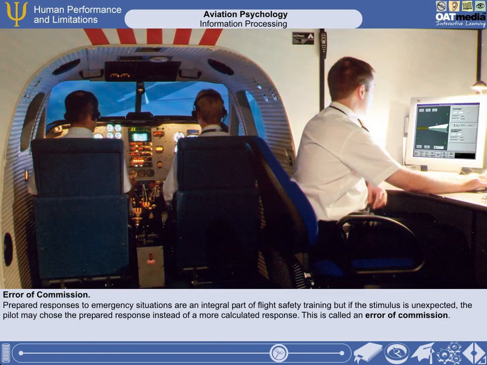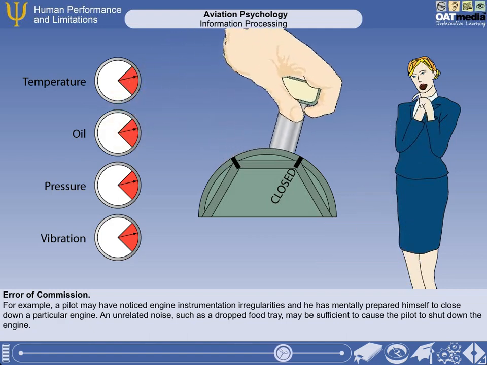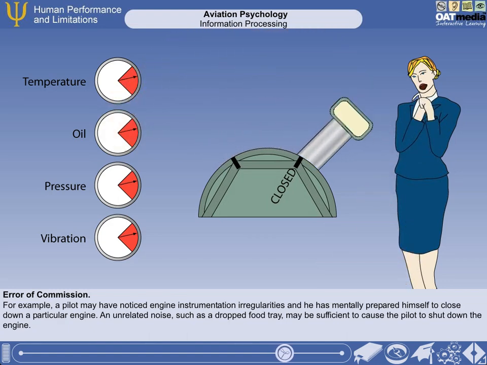Prepared responses to emergency situations are an integral part of flight safety training. But if the stimulus is unexpected, the pilot may choose the prepared response instead of a more calculated response. This is called an error of commission. For example, a pilot may have noticed engine instrumentation irregularities, and he has mentally prepared himself to close down a particular engine. An unrelated noise, such as a dropped food tray, may be sufficient to cause the pilot to shut down the engine.